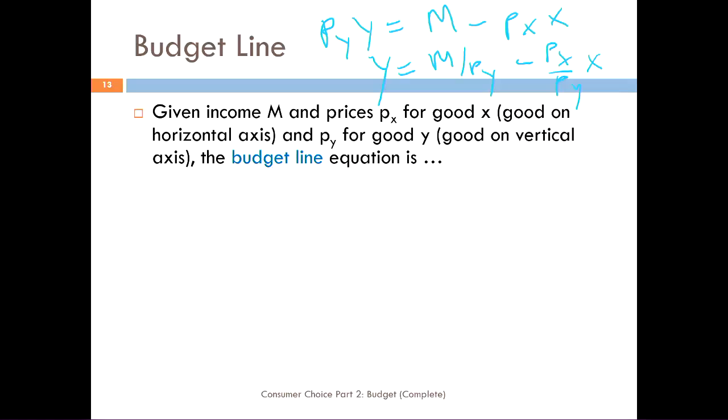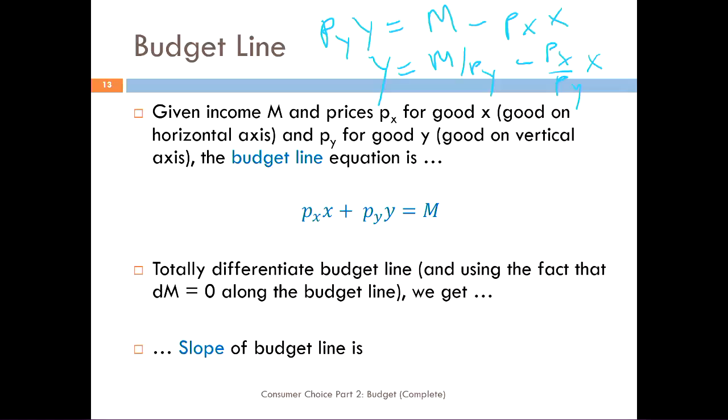That's a little bit easier, right? And you know from your high school math that the coefficient in front of the X is your slope. It's a straight line. The vertical intercept is M over Py, and the slope is minus Px over Py. So that's a little bit easier than differentiating. All right? So the slope of the budget line is minus Px over Py. No surprise, because downward sloping, remember, prices are positive, unless it's told otherwise. And so minus the price is going to be negative. That's our downward sloping budget line.